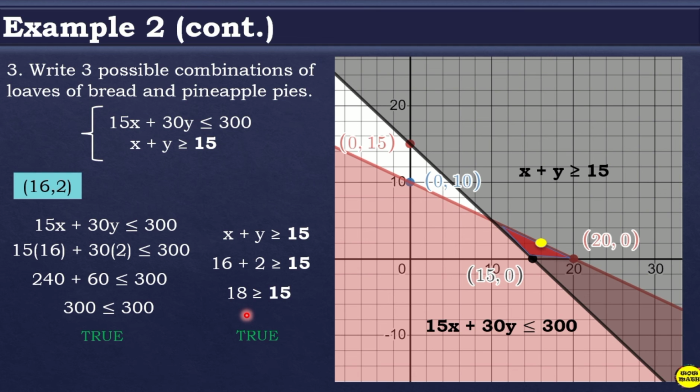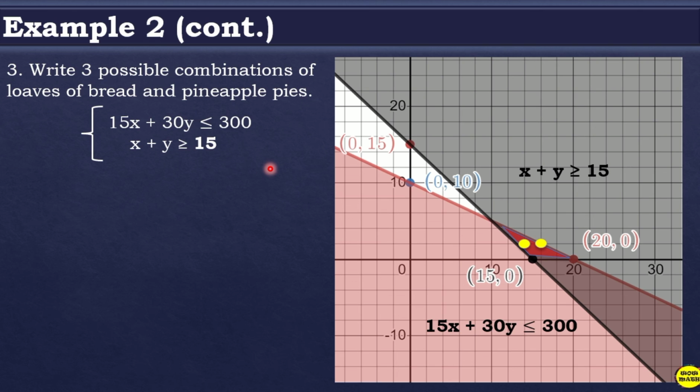Okay? Now, ibig sabihin, pwede siyang gumawa ng 16 na loaf bread and then dalawang pineapple pie dahil pasok yun sa budget niya. Hindi siya lalampas ng 300. Okay? Okay, let's have another. Kuha pa rin tayo ng point.